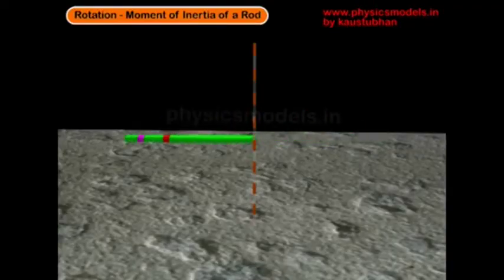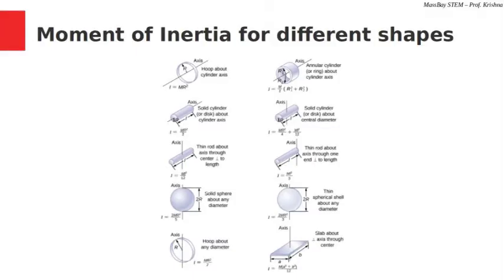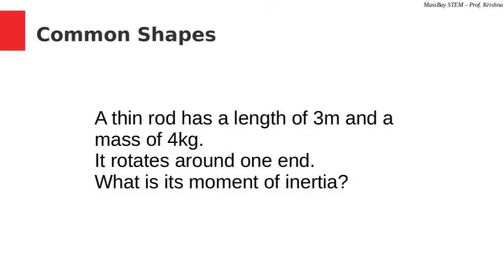That's easy enough, but most objects around us have more complicated shapes, and you would need calculus to work out the moment of inertia for each one. Fortunately, your book has done the hard work for us. There's a table that lists the moment of inertia for several different shapes. If you know the dimensions of your shape and its axis of rotation, you can pick the correct equation and plug those values in. Consider this question.